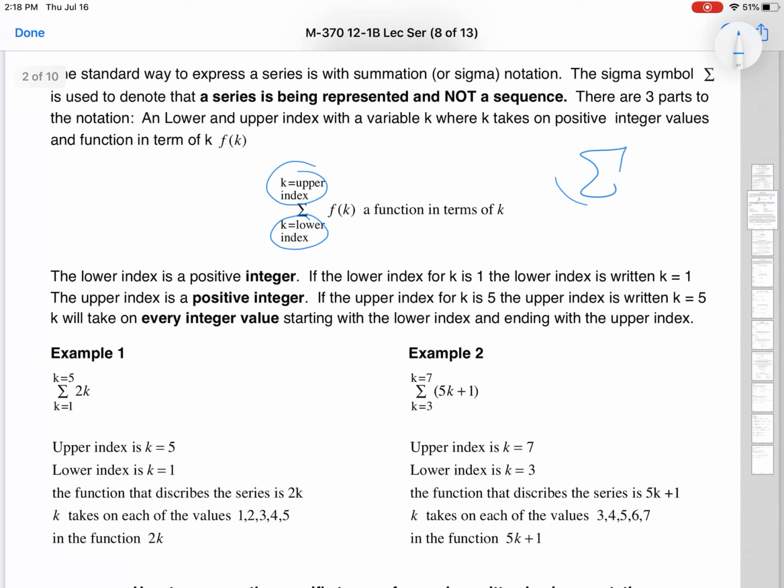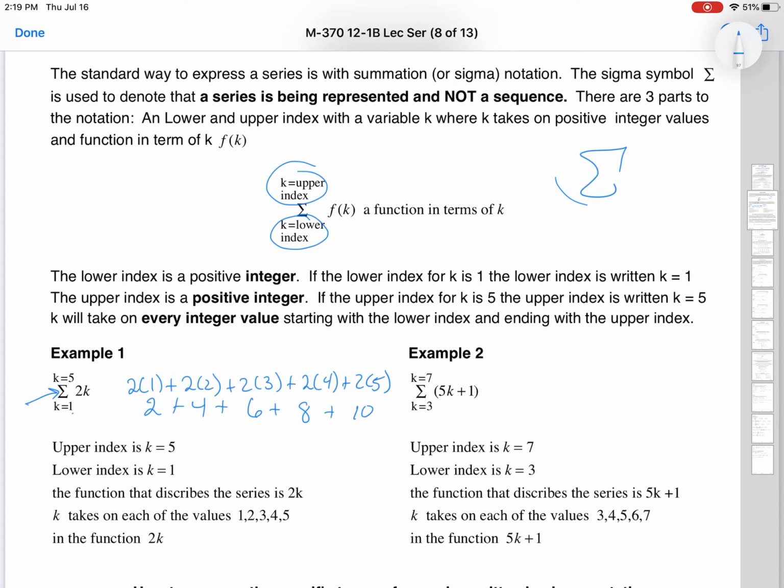So for example, if we look at example 1, we're supposed to add up all the 2k's from k ranging from 1 to 5. And k is an integer, right? K is just like our old n. They're going to use k here, so it looks a little bit different than a sequence. But essentially what they're asking us to do is start with 1, then go to 2, then go to 3, then go to 4, and then go to 5. And I'm putting pluses in between them, not commas, because of the summation notation. So this is 2, 4, 6, 8, 10. And they're asking us to add those together, just those 5 terms, right?